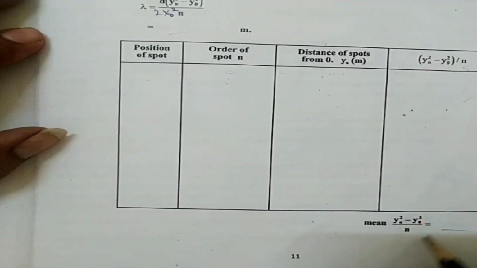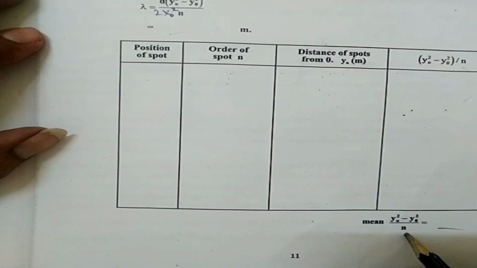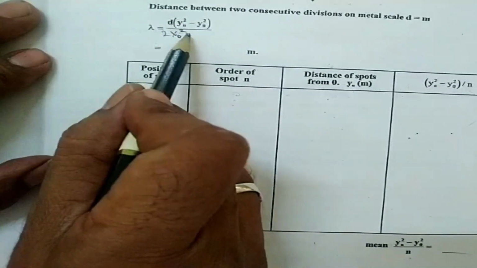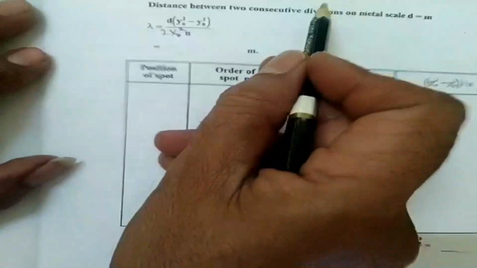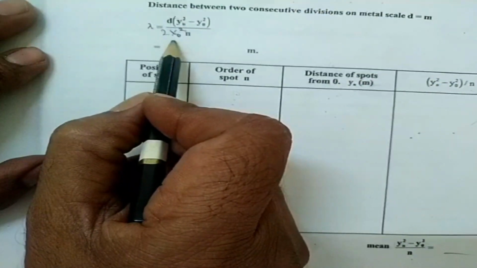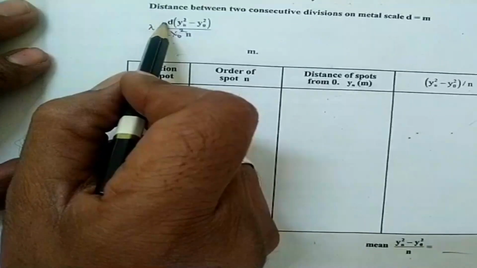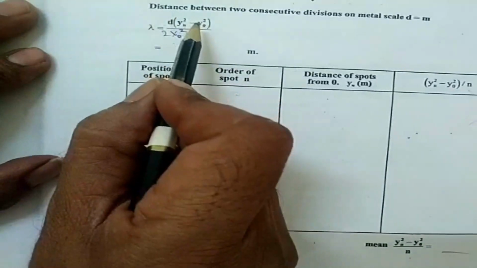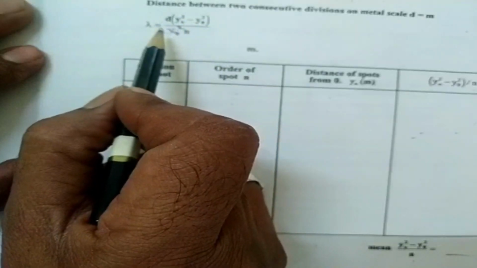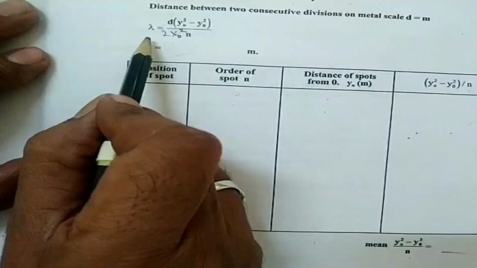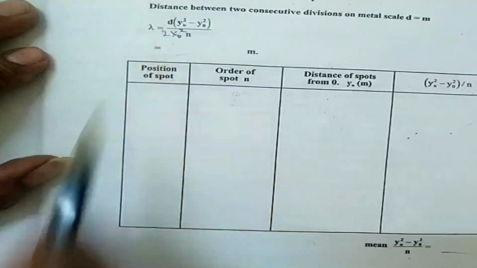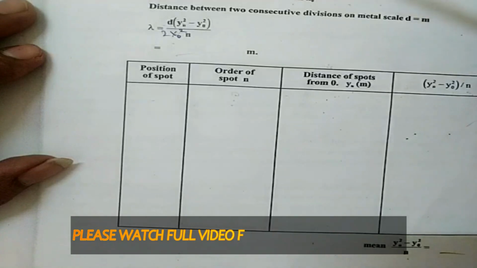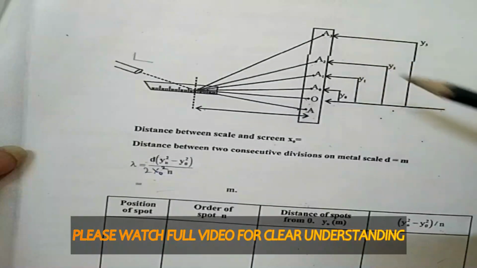This mean value of (yn square minus y0 square) by n should be substituted in the main formula for lambda. Then substitute the value of x0 also. d is measured on the scale, and as I said, it is equal to 1 mm. Then you can do the main calculation, which gives the wavelength of the laser light used. Clear? Now let us go to the experimental arrangement to take the diffraction spots as seen in the figure.